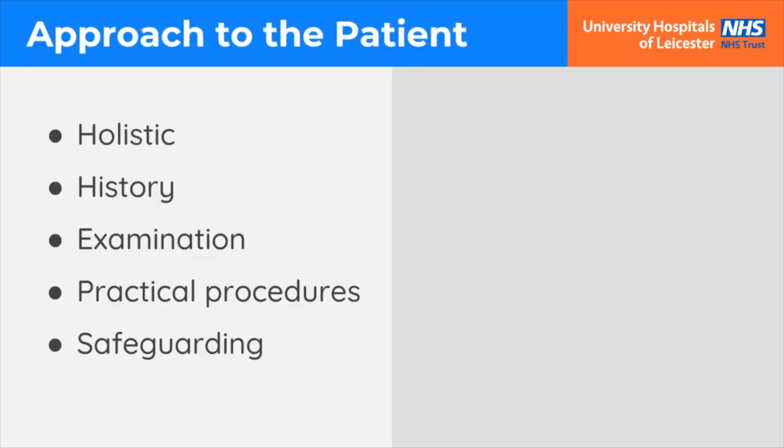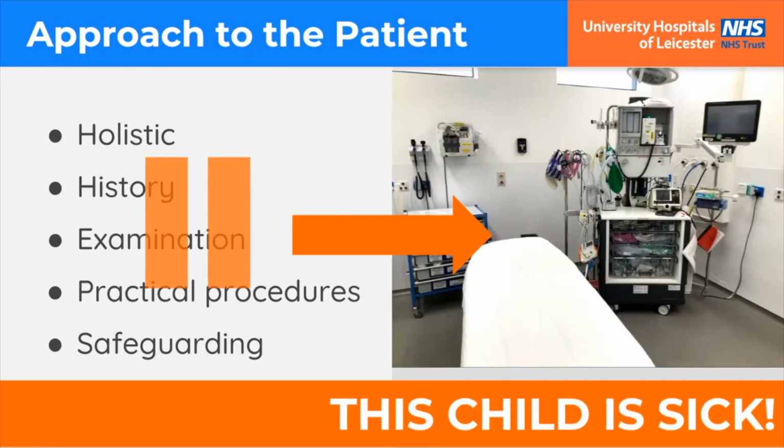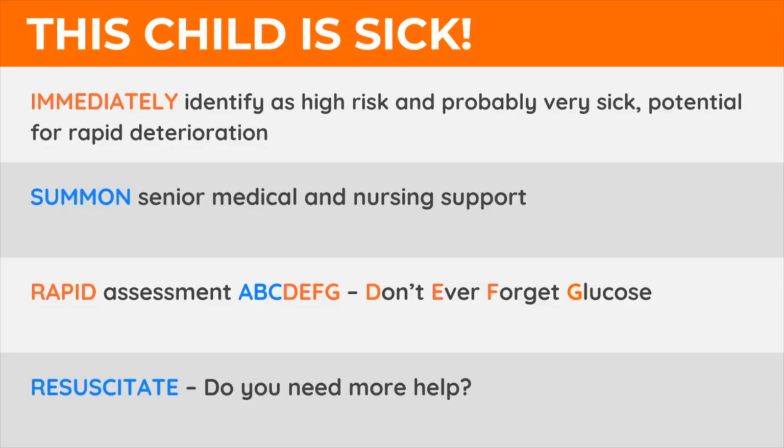So at this point in these videos, I will introduce the generic approach to the patient for you to consider. But obviously at this point we will hold that thought because this child is sick. So we're going to immediately identify this child as high risk and probably very sick with the potential for rapid deterioration. We're going to need to summon senior medical and nursing support by shouting, by pulling the emergency buzzer, or if needs be by tannoying for assistance from the wider floor.